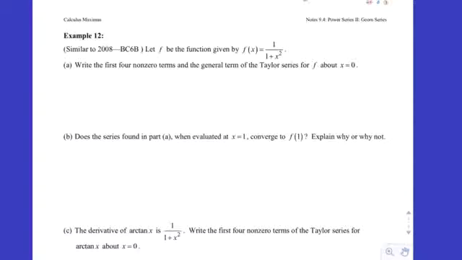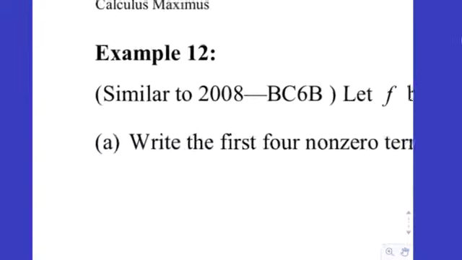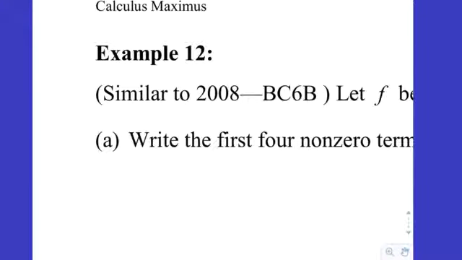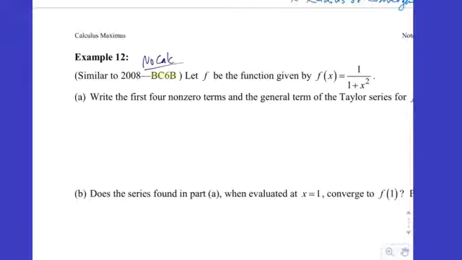Okay, good. So this is similar to the BC 6 question number 6 on the 2008 exam, Form B, which was the Pacific Islander exam. Very, very similar to it. It's a no calculator question. So here's kind of what College Board might ask you.